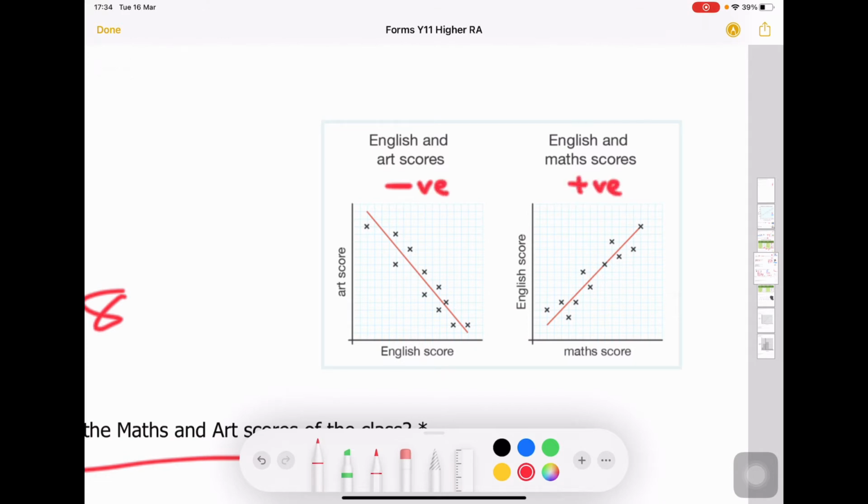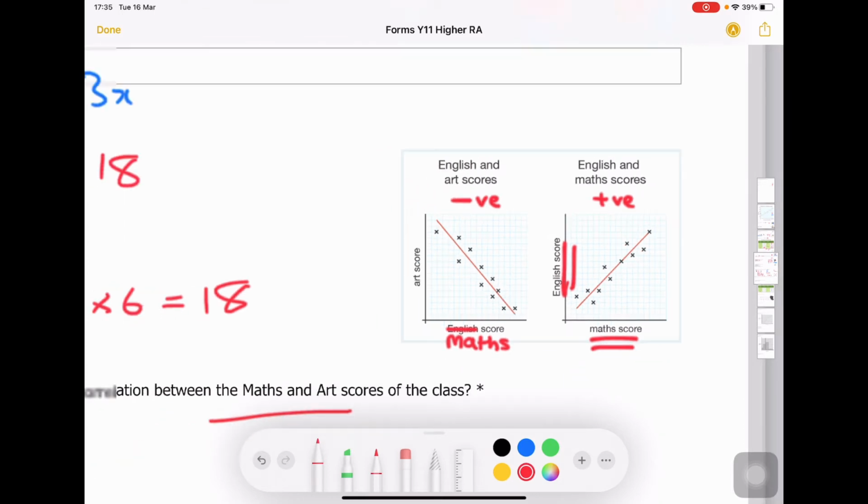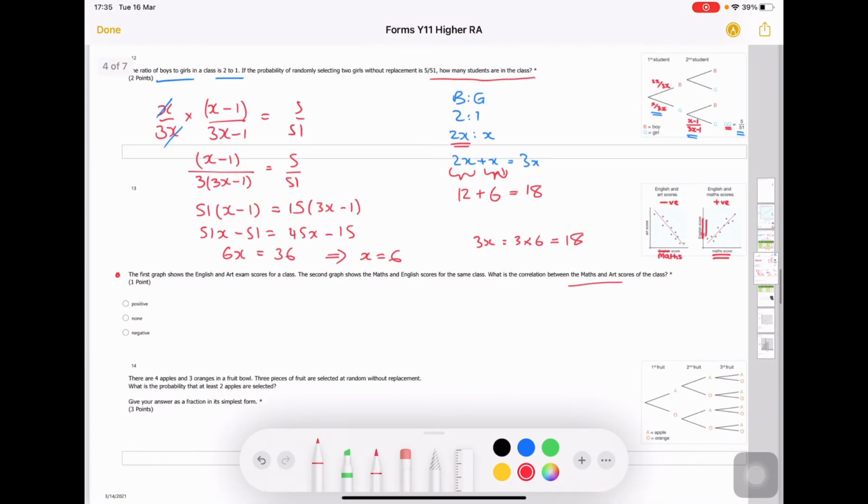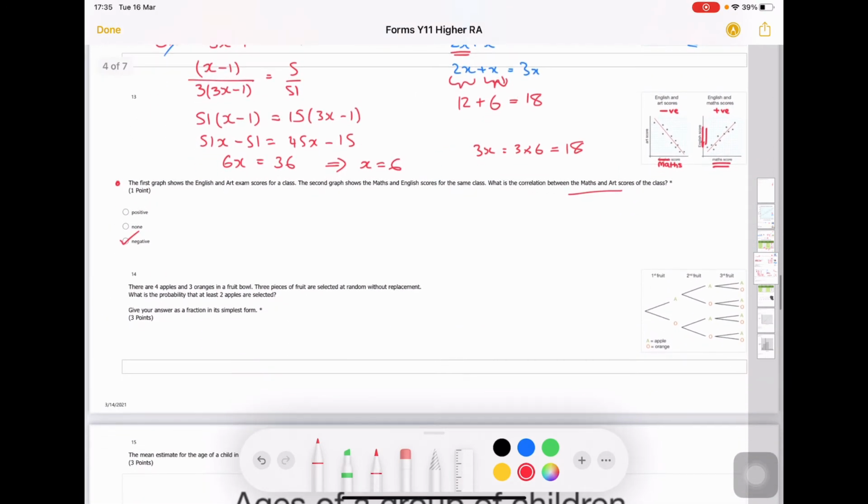So we want to know the correlation between art and maths. Maths has a positive correlation with English, and art has a negative correlation with English. So I'm going to cross this out and write maths. Because English and maths have a positive correlation with one another, we could just replace the English with maths, and English with art would also give a negative correlation. So we would have to tick off the negative option.